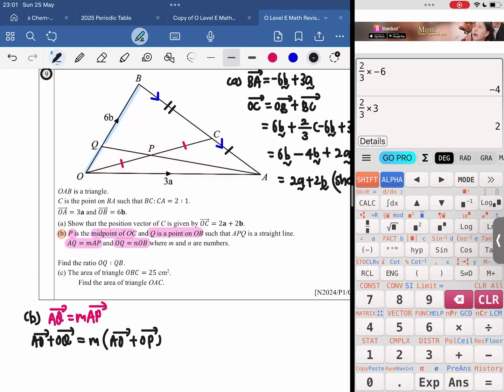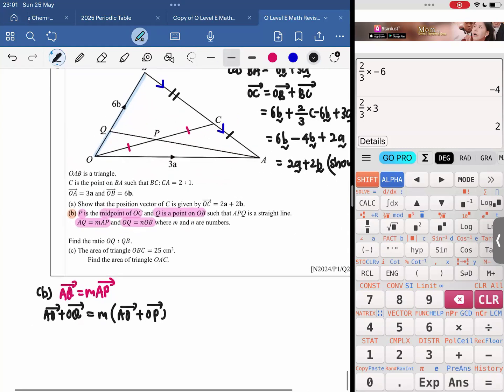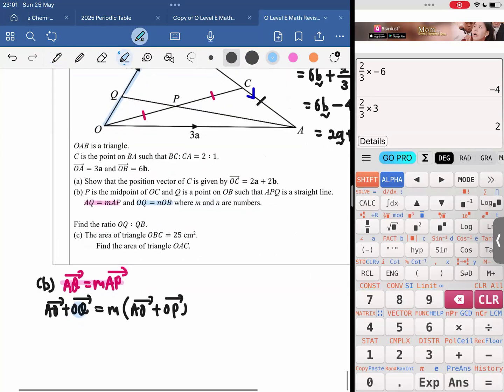Okay, let's see whether there's anything we know. If I remove all this, you see the two pink color ones. For this pink color one, I used this, right? Correct. Now I want to use this information from here. So what I have is OQ, which is this one that I can replace, right? Let me write down AO. So OQ can actually be written as NOB.